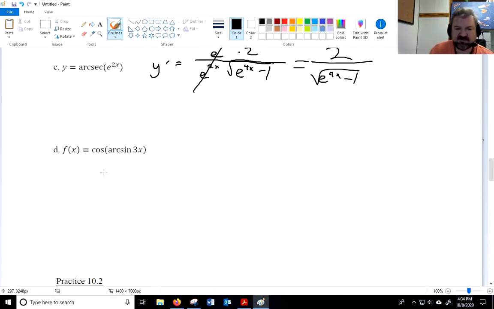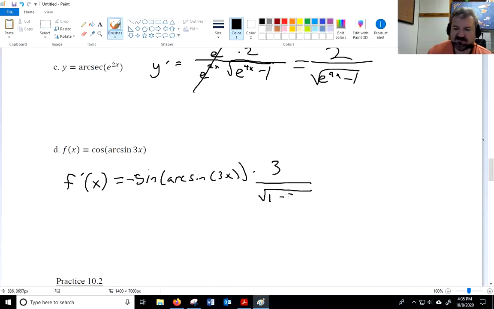All right, let's take the derivative of cosine of arcsine of 3x. All right, we can definitely use our trig formulas, but there could be another way to do it. Let's start with the trig formula. We need to use the chain rule. The derivative of cosine u is negative sine u prime. So now I have to multiply by the derivative of the inside. Well, the derivative of the inside is the derivative of arcsine u, which is u prime over the square root of 1 minus u squared.